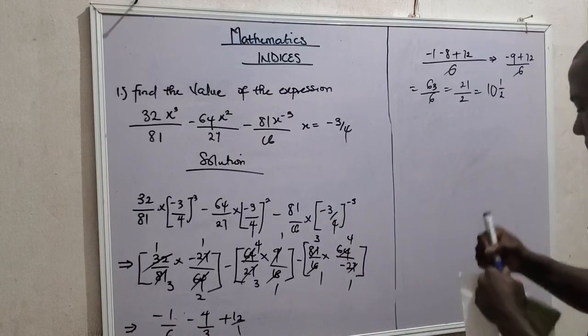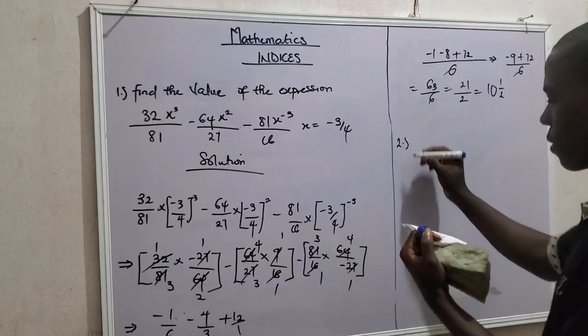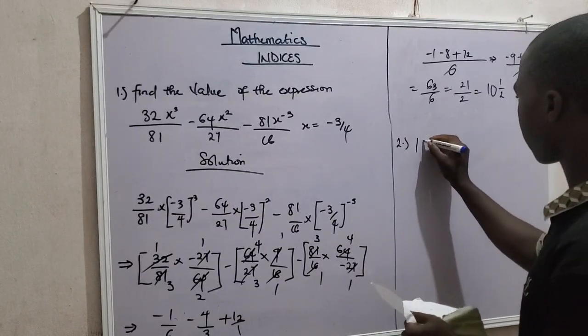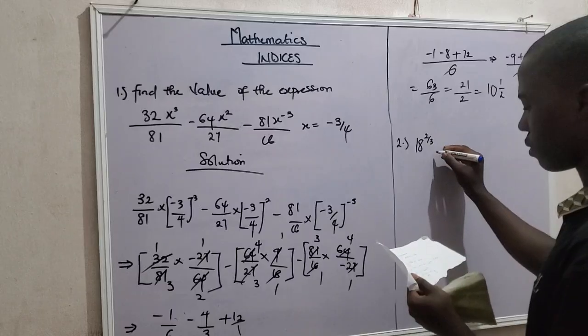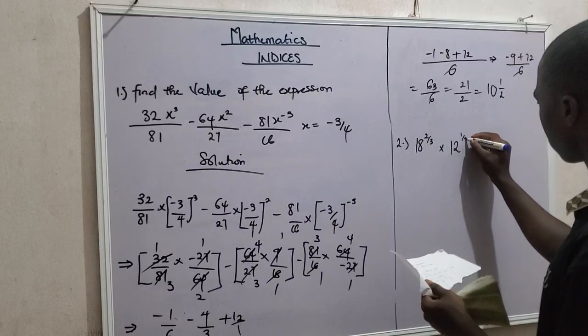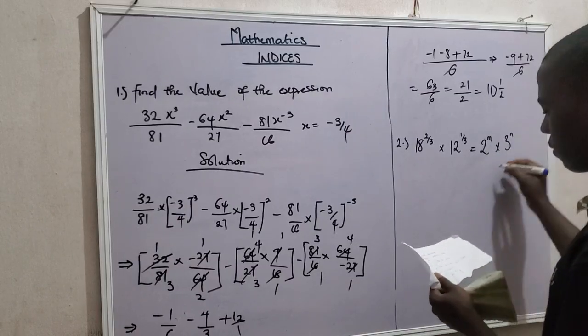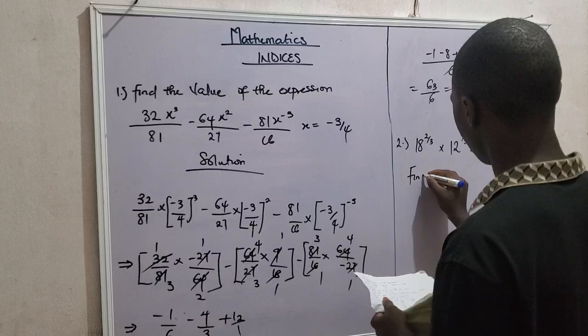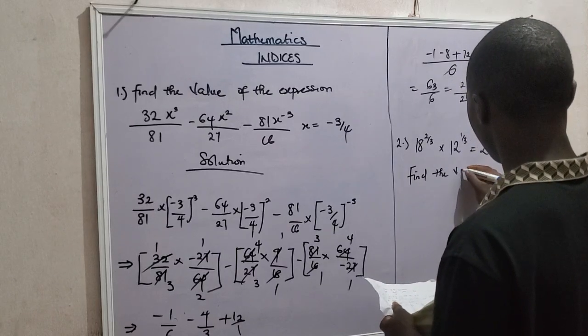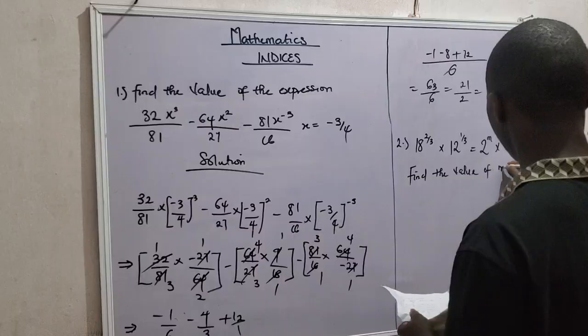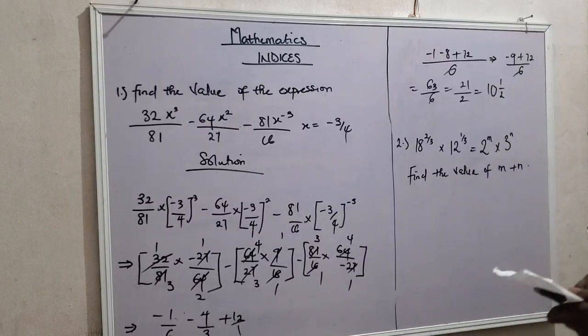So our next question goes like this. If 18 raised to the power of 1 over 3 times 12 raised to the power of 1 over 3 is equal to 2 raised to the power of m times 3 raised to the power of n, find the value of m plus n. So what should we do here now?